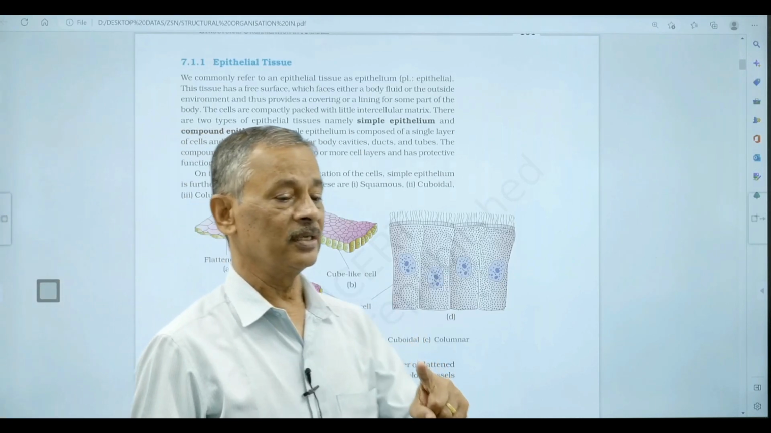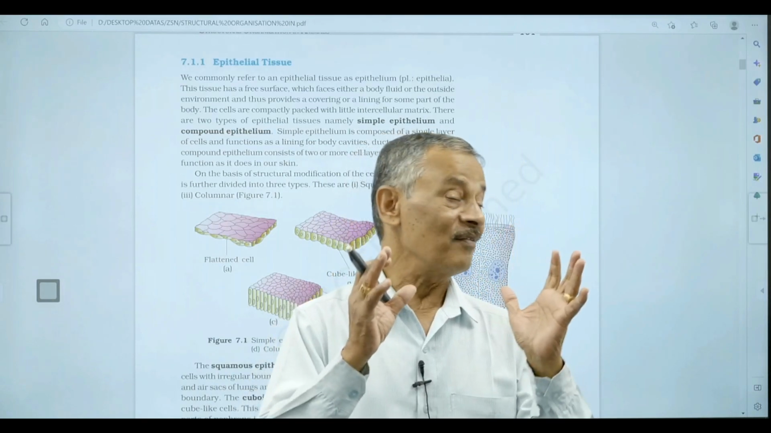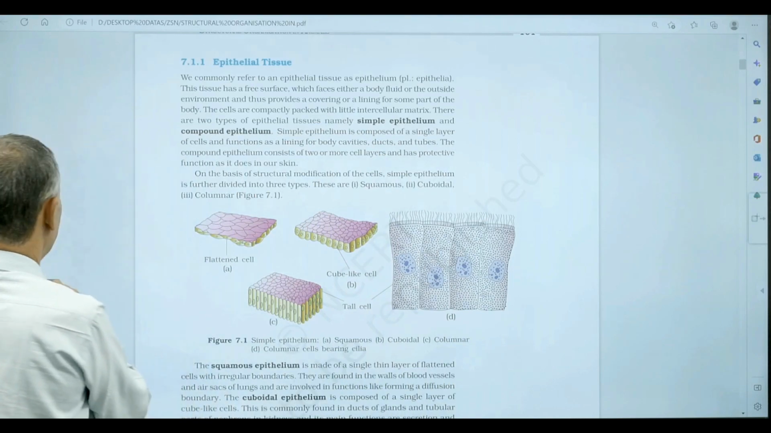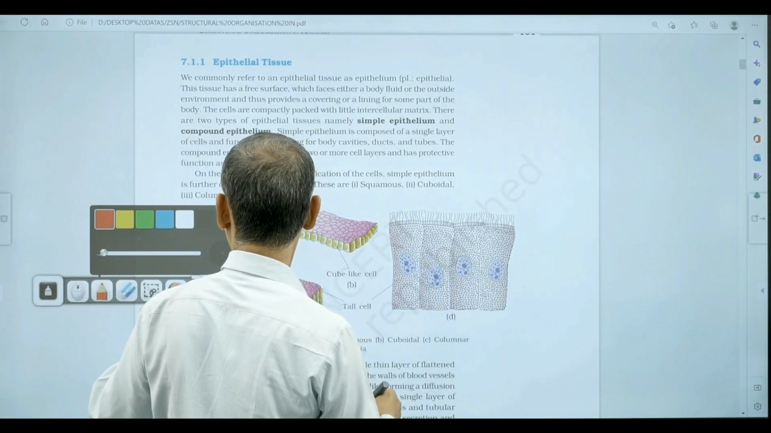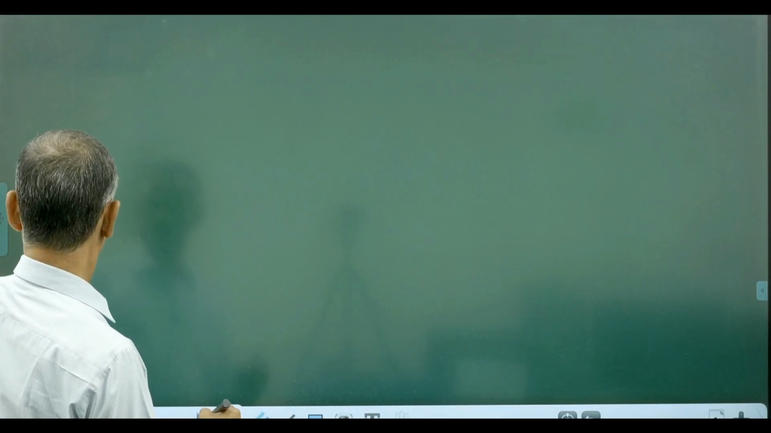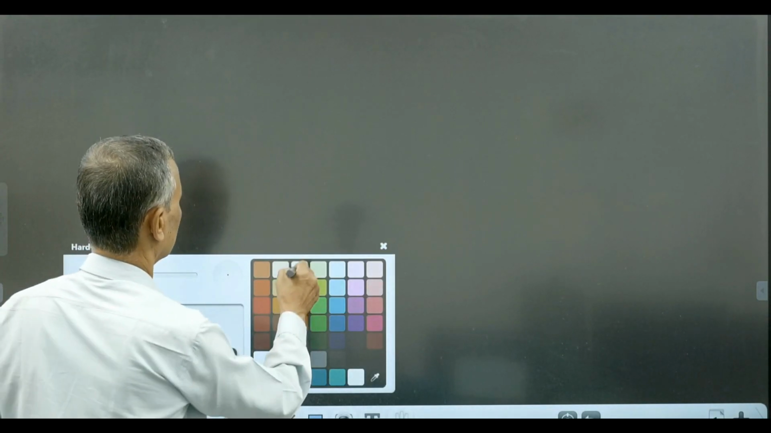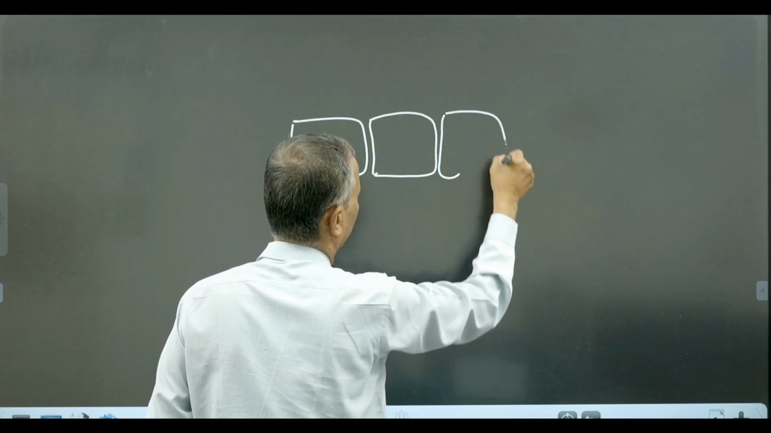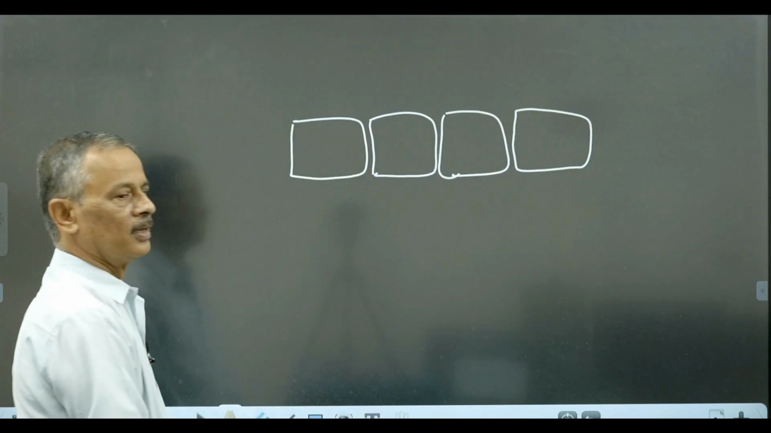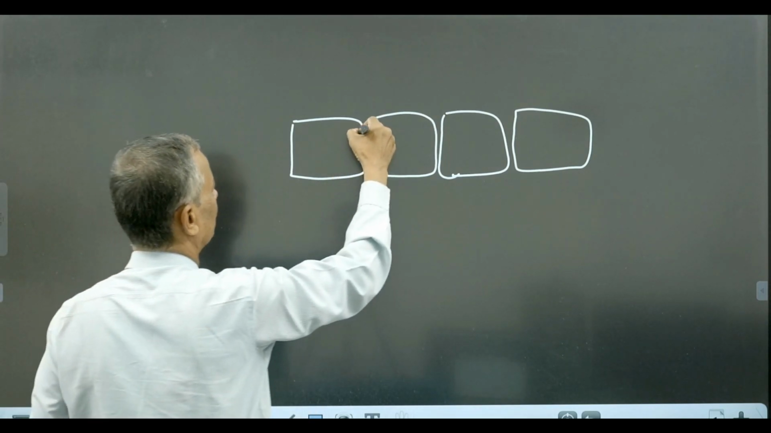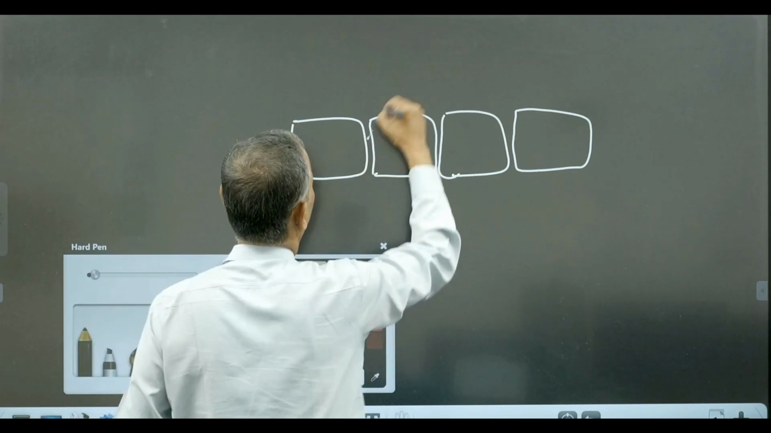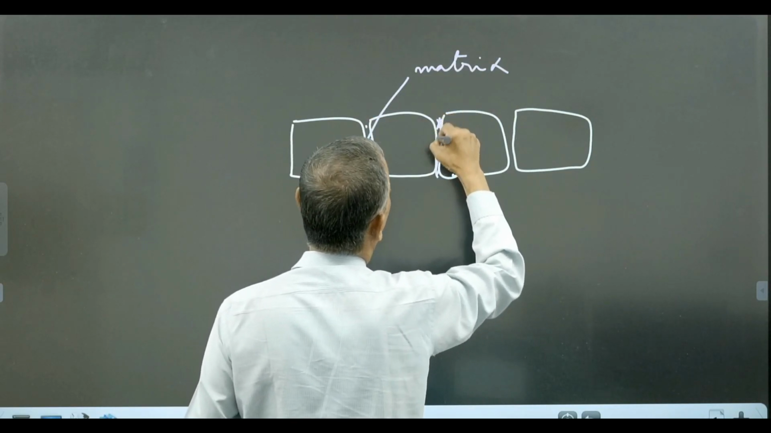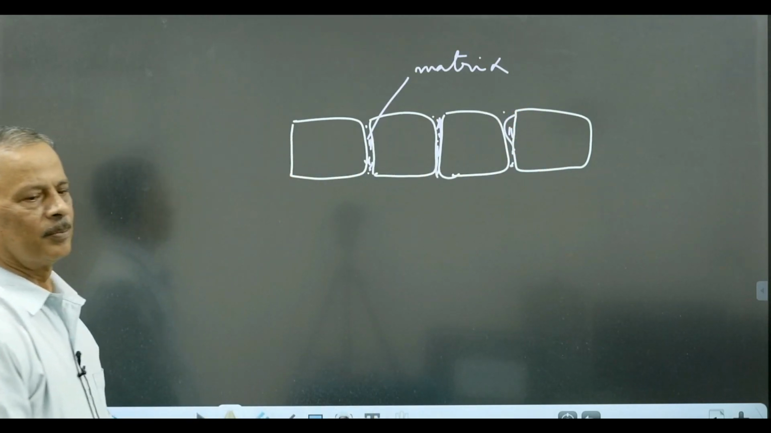If they are to cover and protect internal structures, then they should have a structure suitable for that function. Here, the cells are compactly arranged. There is not much space between the cells. That is the meaning. They are tightly packed. So that the intercellular matrix is very small or negligible. This matrix that is present in between is very small in quantity, negligible. Okay. Matrix is very little.